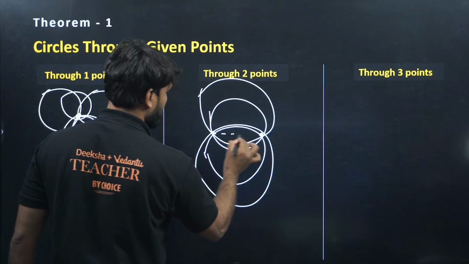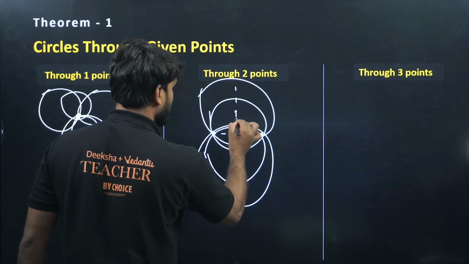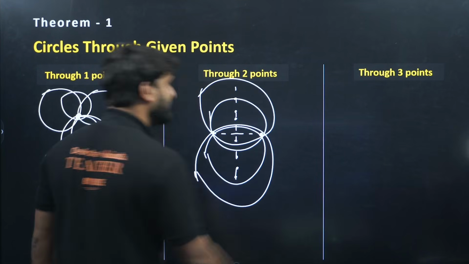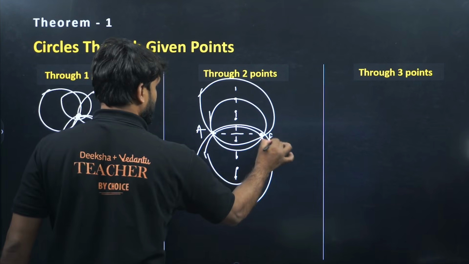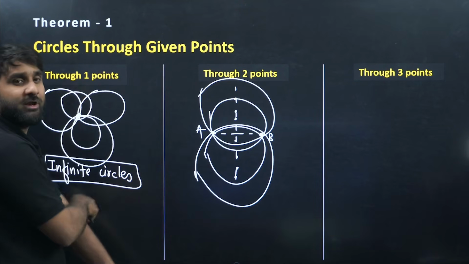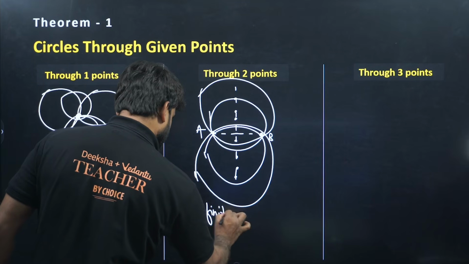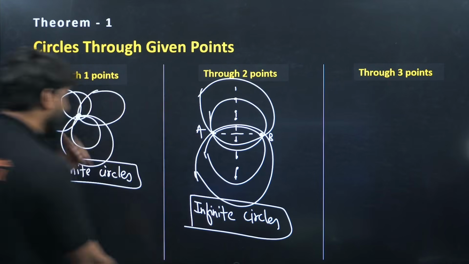Okay, and the line joining this. And if you draw a perpendicular line to this, so many points can lie on this. So it indicates that there are so many centers. The points are A and B, let's say. Okay, all the circles are passing through A and B. So here also infinite circles. We can draw how many circles? Infinite circles.